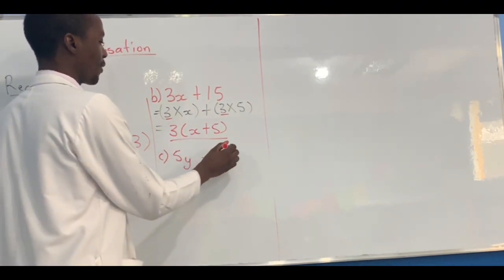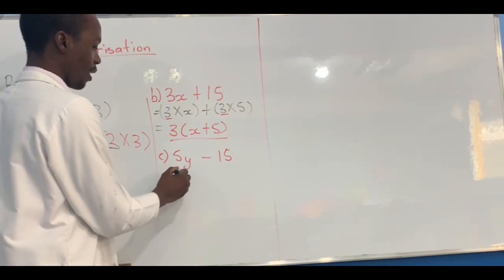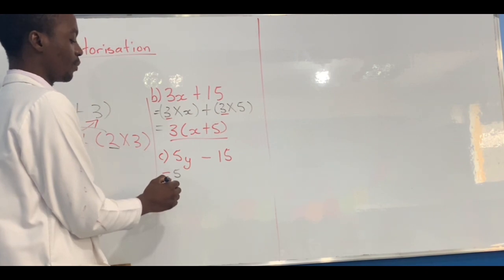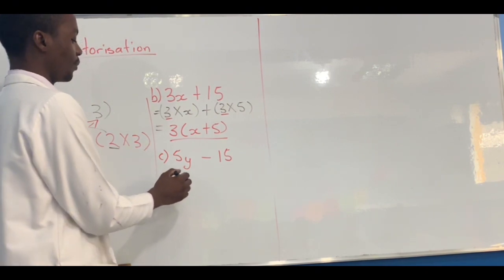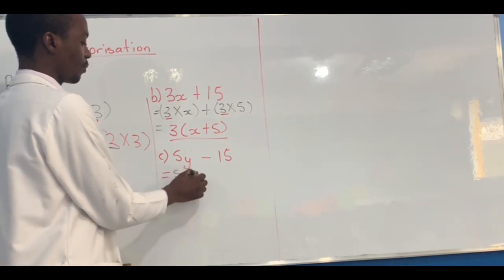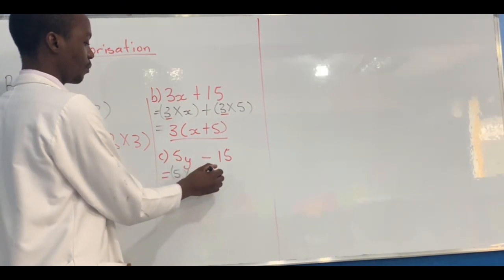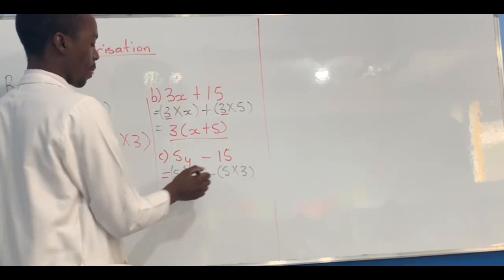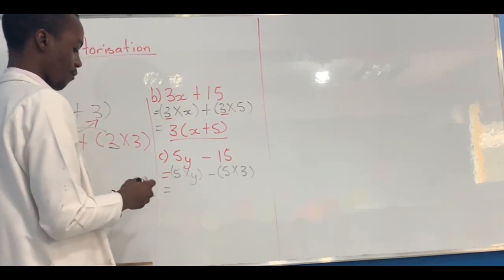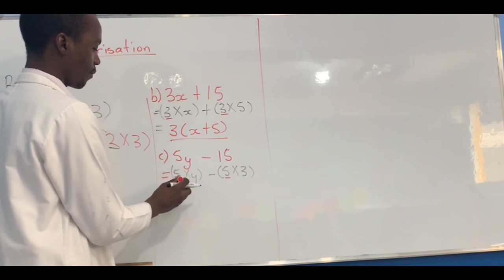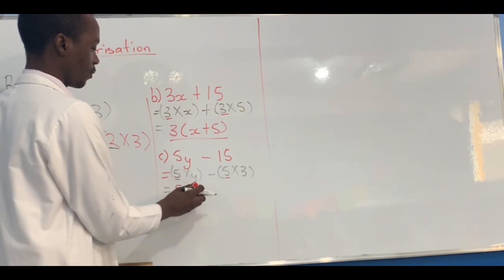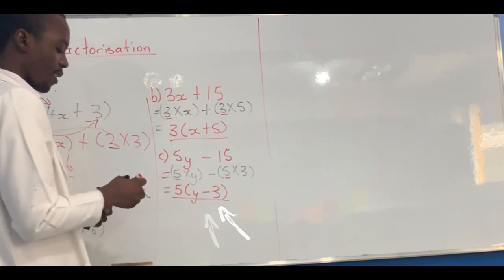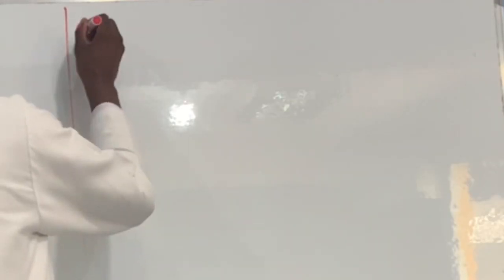Next problem, let's look at the next problem now. 5y minus 15. Alright, so to solve this, we look for the common factor, which is 5. Then we're going to say 5 multiplied by y, and then we subtract 5 multiplied by 3. So our common factor there is 5. So we're going to factor 5 out and write 5. Then in brackets we're going to add the remainders, y minus 3. So that will be our final answer there.